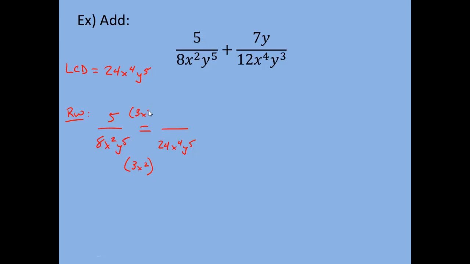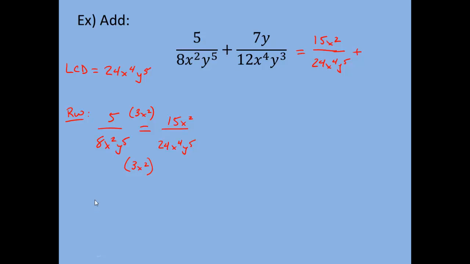You also have to do it to the numerator. So we have 5 times 3x squared gives us 15x squared. And that's what we're going to replace our first fraction with. It's going to be 15x squared over 24x to the 4th y to the 5th. And this is going to be plus, because we have a plus sign here.